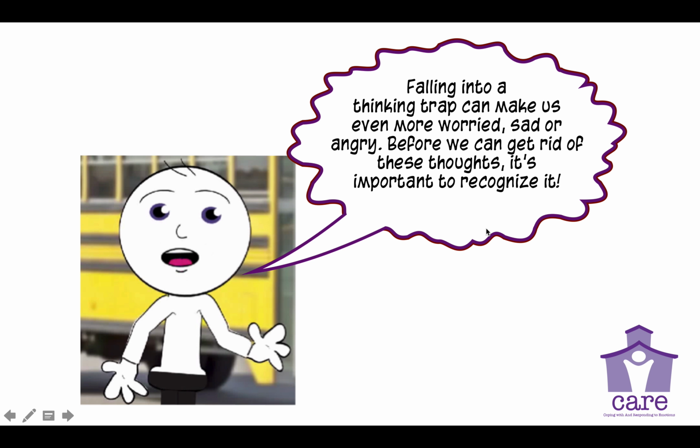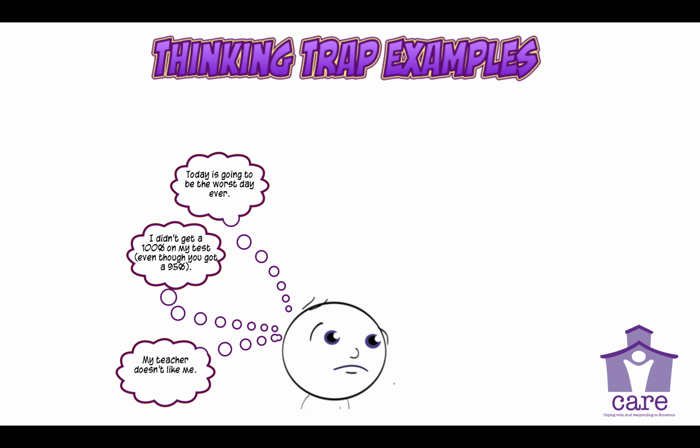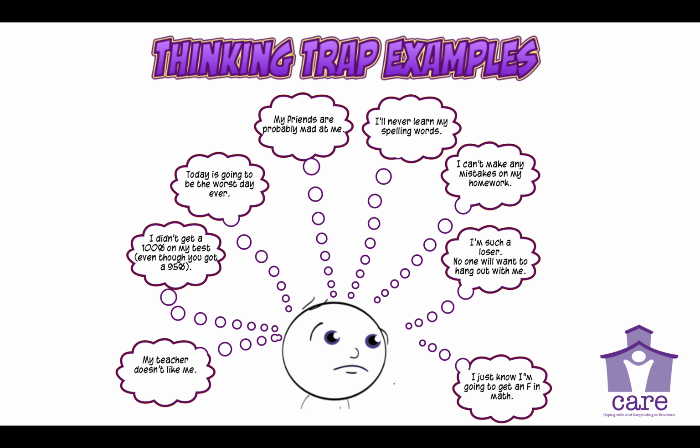And just let students know that falling into these thinking traps can make us feel even more worried or sad or angry. And so if we want to be able to get rid of these thoughts, we need to be able to recognize them. So on page 79 of the student workbooks, we have some examples of those thinking traps. Go ahead and either read them aloud yourself, or you can have students take turns reading them aloud, but go through all of the different examples of what a thinking trap is or might look like. So those are some common examples.